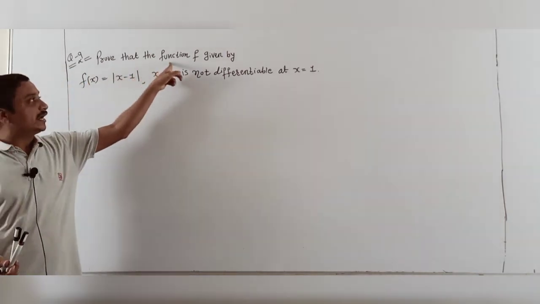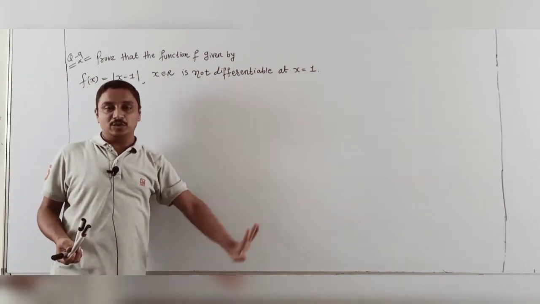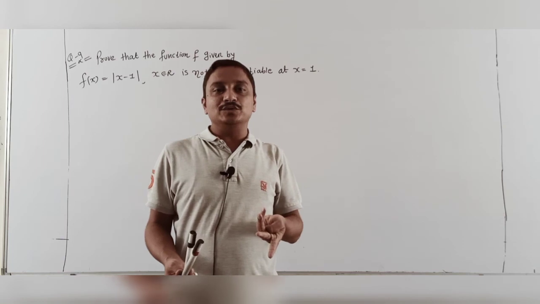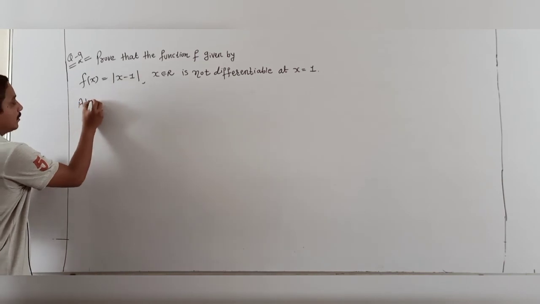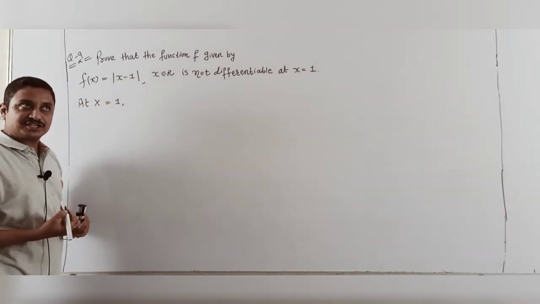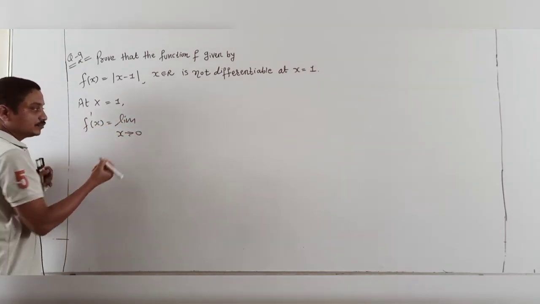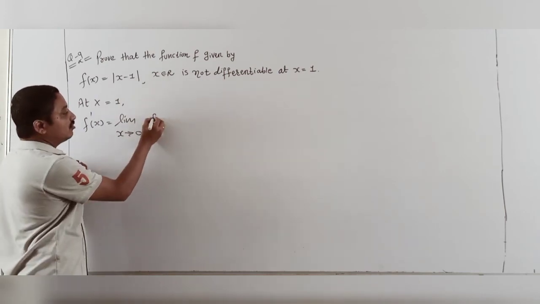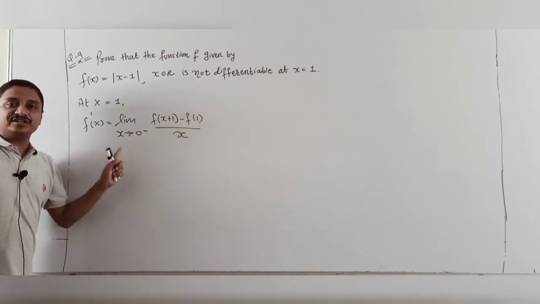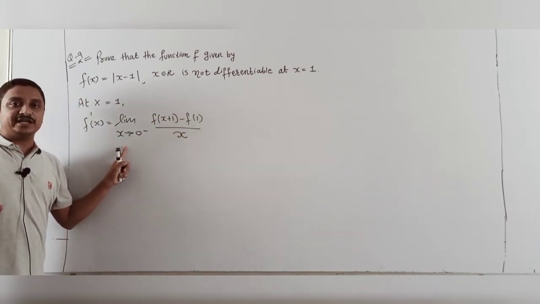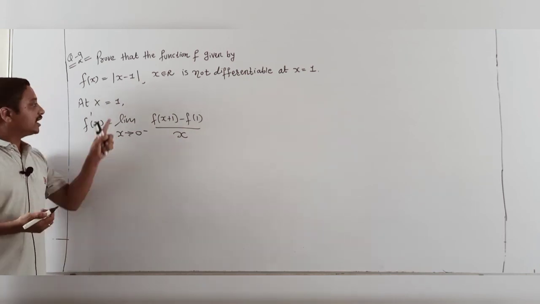The question is: prove that the given function f(x) = modulus of x minus 1 is not differentiable at x equal to 1. So here I am going again by the definition, at x equal to 1. I am just checking the differentiability definition. According to the definition, f dash x is the limit as h tends to 0, left hand side, of f of x plus h minus f of x upon h. These are the definitions. I think you know the derivative definition already. The same applies here, but here I am checking at x equal to 1.